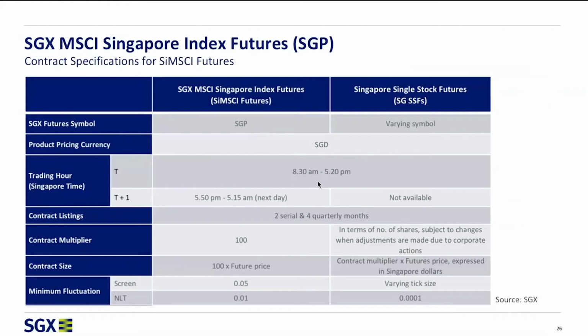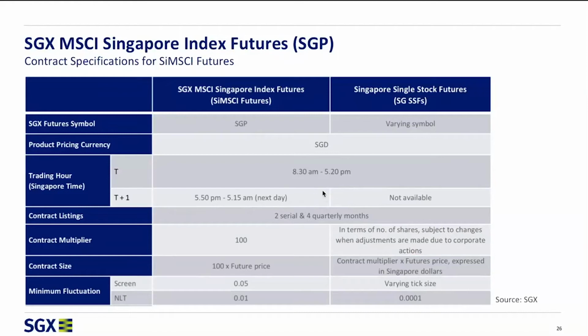Not only that, we have the T+1, which means that we have evening, nighttime trading. So if you look at it around the clock, it's almost that you don't need to sleep. Now the benefit would be, number one, the SiMSCI will be more liquid during when the cash index is open. So that's a fact.